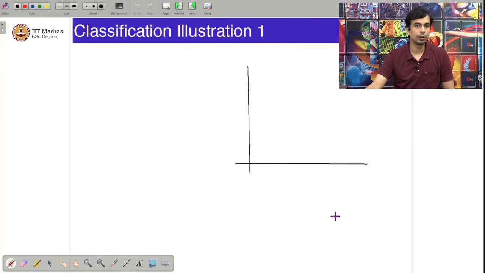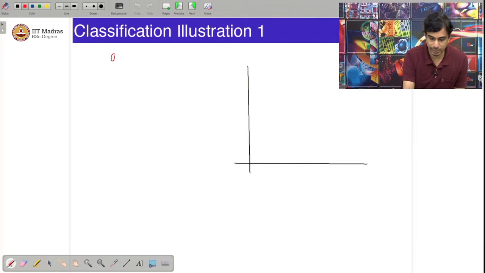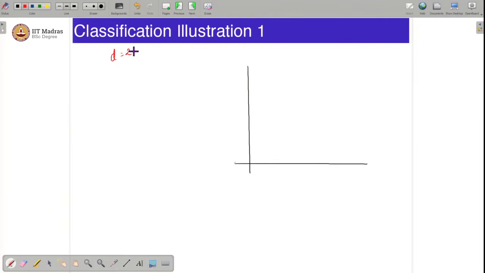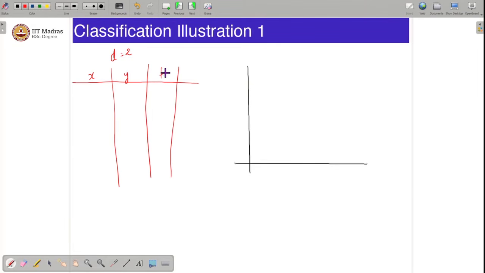Okay. So, we will have a very simple illustration of classification the same way that we had for regression. So, now let us say we have a 2-dimensional data set, let us say d is equal to 2, right. So, let us say we have 6 data points x, y, and we will worry about f and g later.